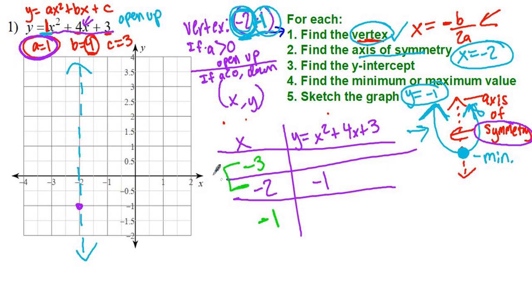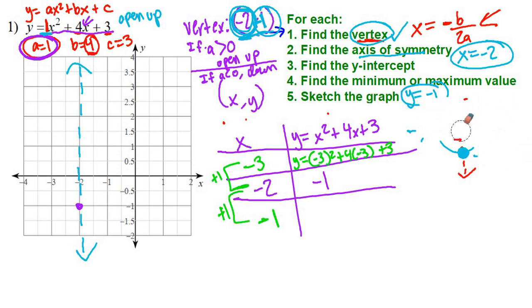Here's the thing to notice: I'm going up by 1 each time, and in order for this trick that I'm about to show you to work, you have to make sure that the distance is the same each time. How can we find the y value? We can just plug it in, so -3 squared plus 4 times -3 plus 3. Negative 3 squared is going to be positive 9. And then 4 times negative 3 will be negative 12. So that's 9 plus negative 12 plus 3. When you simplify that out, that turns out to be 0. So we have a point negative 3 comma 0, and that's going to be on our graph right there.